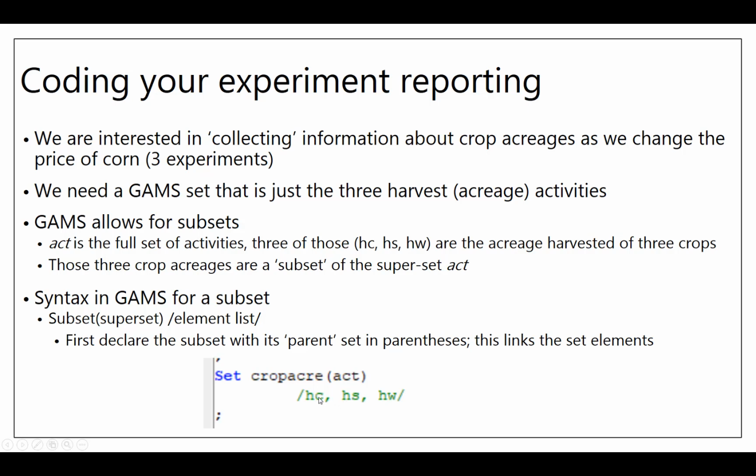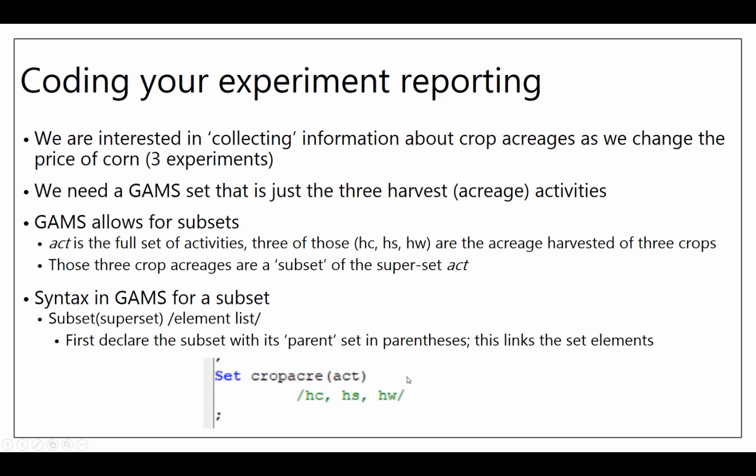And if you screw up and you don't get the right elements listed here, or they're in the wrong order compared to the superset, GAMS will give you an error, and you have to go back and fix it until you get it just right. They need to be in the same order and have the same elements that can be found in ACT.